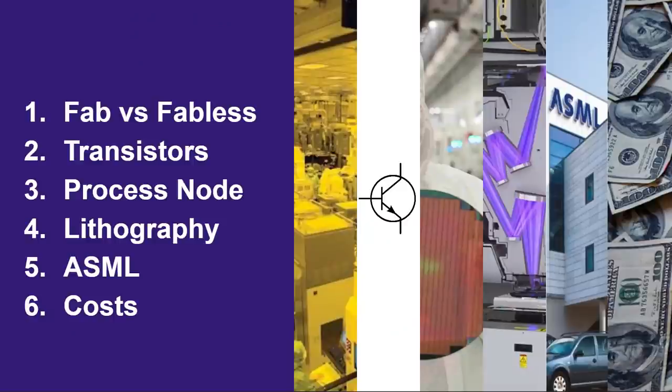First of all, the idea of fab versus fabless. Then the look at the idea of a transistor, because this is all based on transistors. Then the process node, you know, 7 nanometers, 5 nanometers, and all that kind of stuff. Then lithography, a company called ASML, a Dutch company, we'll go into those. And finally, a look at some of the pricing. Now, hopefully on the way, we'll touch enough bases that we get this general overview of what happens to get those processors in our devices. So let's start with fab versus fabless.